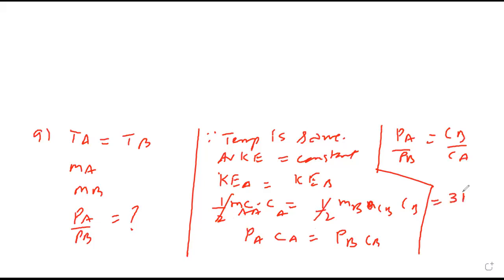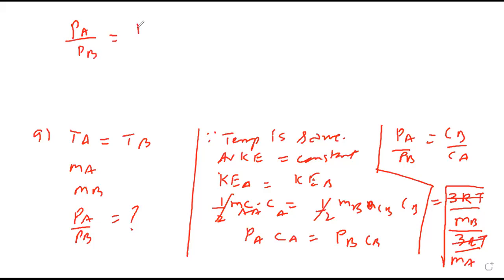This is nothing but 3RT upon molecular weight of B upon 3RT upon molecular weight of A, all under root. 3RT cancel. So momentum ratio of A to B is molecular weight of A upon B raised to half. Just check, do we have this type of option available? Yes, sir. Option D. Option D, correct. PB should have printed there, it did not print. Option D.